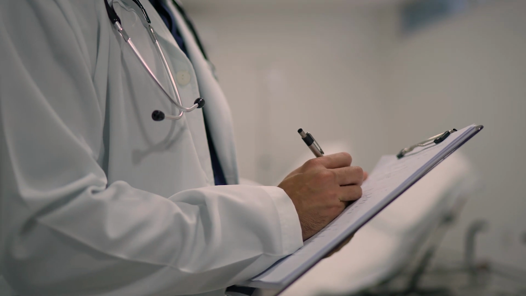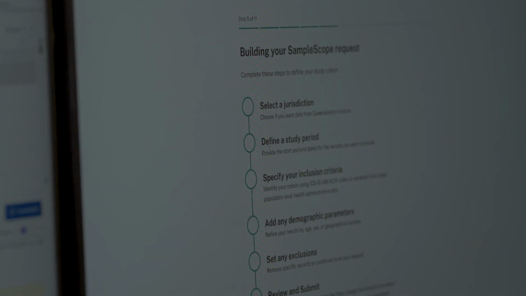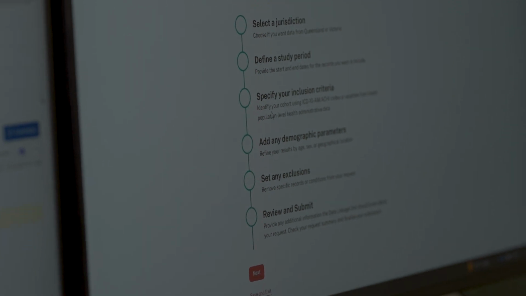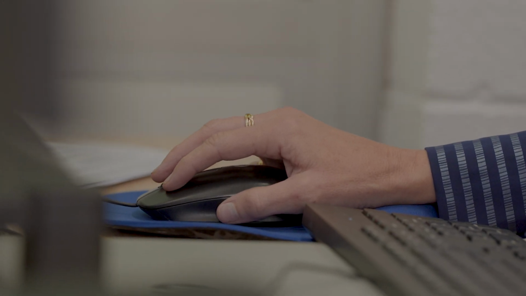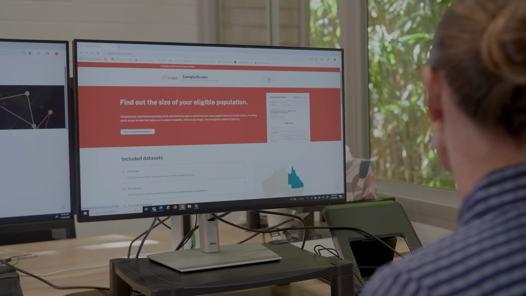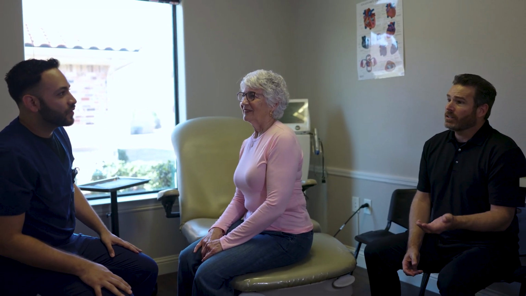And until they're linked together, it's really difficult for us to have an understanding of how many people will meet all of the eligibility criteria of our research. And SampleScope allows us to do that at the outset. So that trial that you're designing now, you'll need to recruit for later. Being able to test the numbers of patients within our patient population beforehand helps you design more realistic studies.